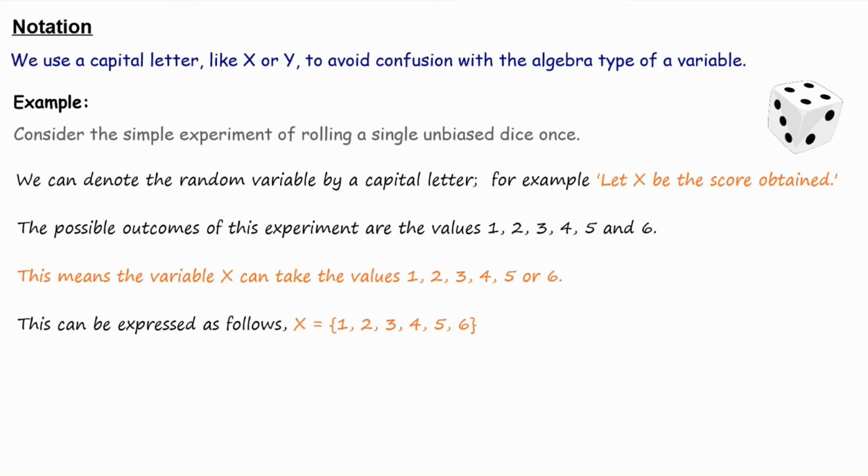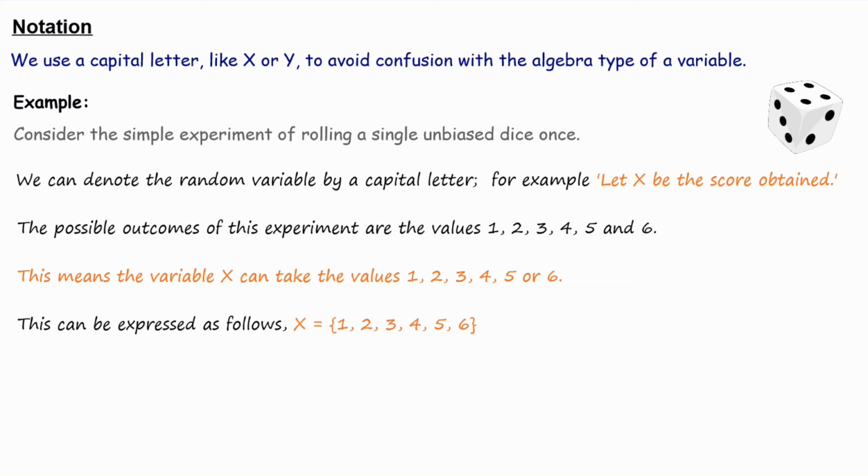So we have notation for discrete random variables. We use a capital letter such as X or Y to avoid confusion with the algebra type of variable. For example, consider a simple experiment of rolling a single unbiased dice once. We can denote the random variable by a capital letter. For example, let X be the score obtained.